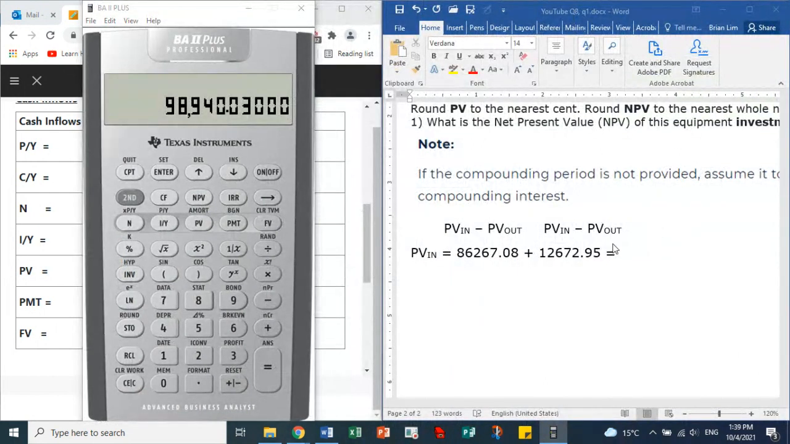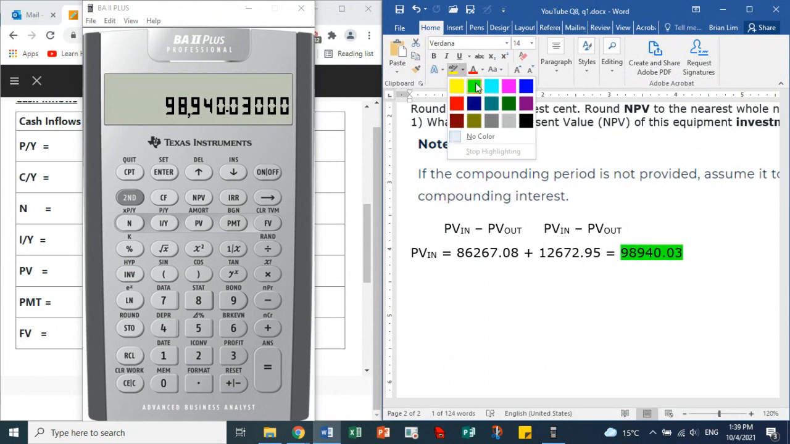We get, all right, so let's click in here. It's taking a little while. All right, we finally got it, 98940.03. Okay, that is the present value in. So 98940.03. So this is one answer here. All right, now what is the present value out?